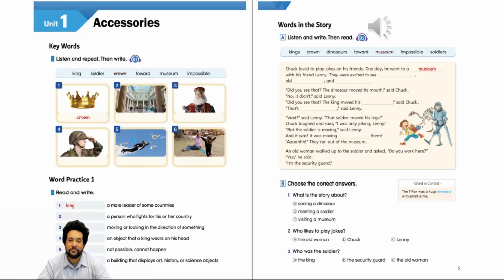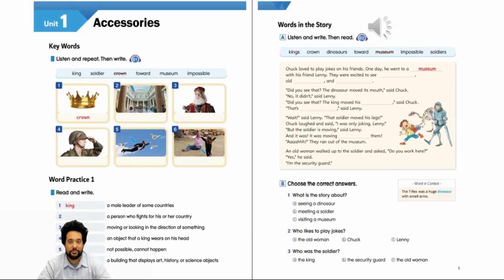Chuck loved to play jokes on his friends. One day, he went to a museum with his friend Lenny. They were excited to see dinosaurs, old kings, and soldiers. "Did you see that? The dinosaur moved its mouth," said Chuck. "No, it didn't," said Lenny. "Did you see that? The king moved his crown," said Chuck.